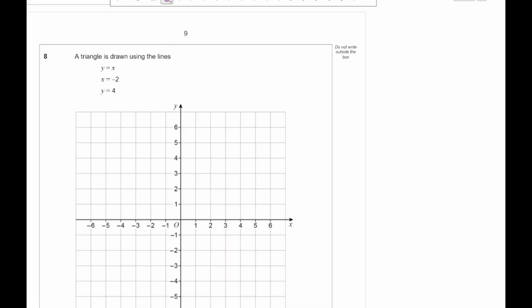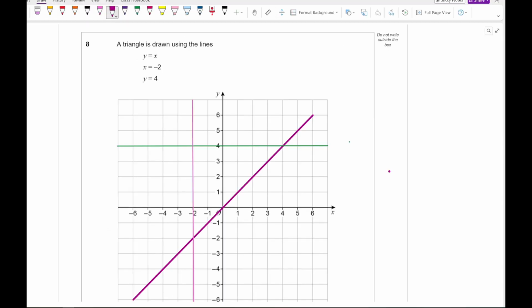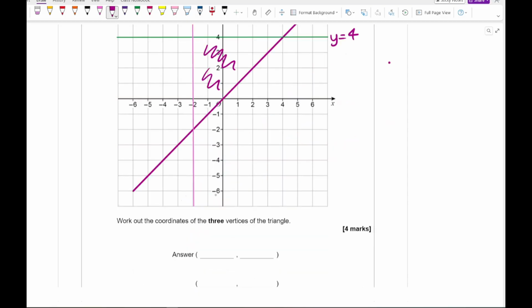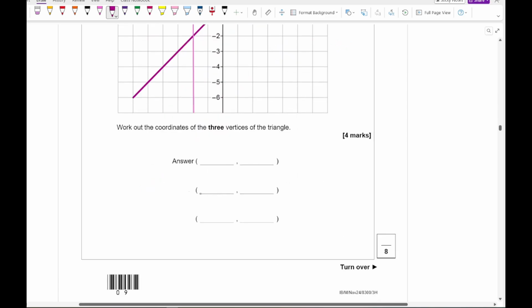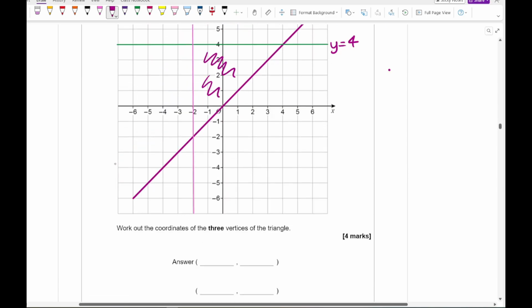Moving on to question 8, says a triangle is drawn using the lines of y equals x, x equals minus 2 and y equals 4, in which drawing those lines we get a value of, this one here is going to be x equals minus 2, this line here is going to be y equals x, and the green line is y equals 4, and the triangle in question is this triangle here. And the question is asking us to work out the coordinates of the vertices of that triangle.